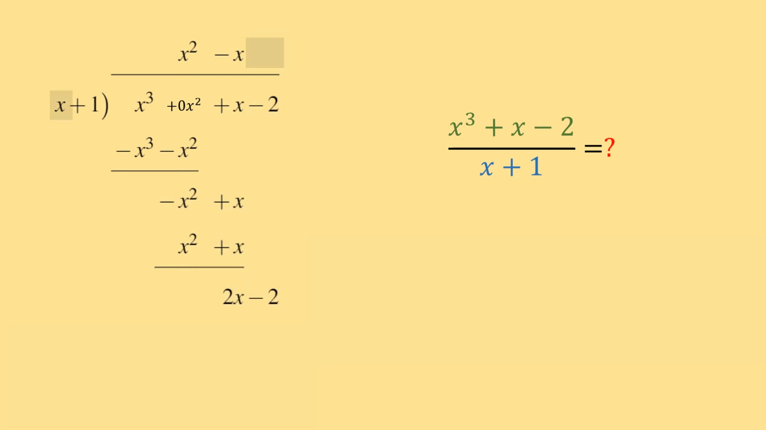x times what gets me 2x? Well, that will be positive 2. I take the positive 2, I multiply it by x, that gets me positive 2x. Positive 2 times 1, that gets me positive 2. I then flip the signs, and I add vertically. So 2x minus 2x is 0. Negative 2 minus 2 is negative 4.